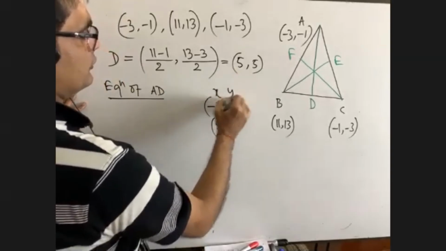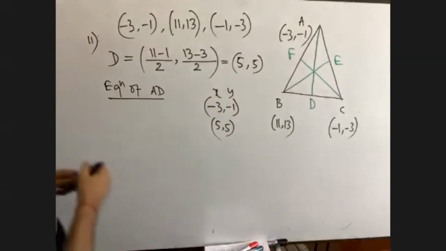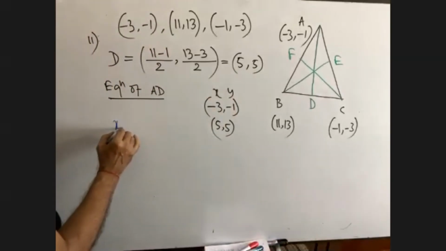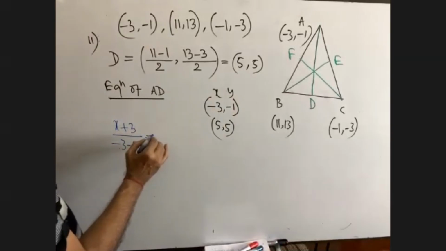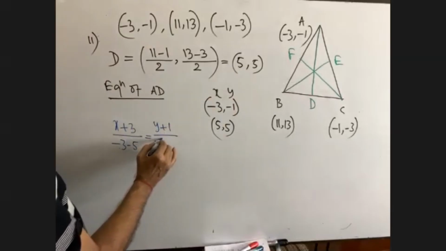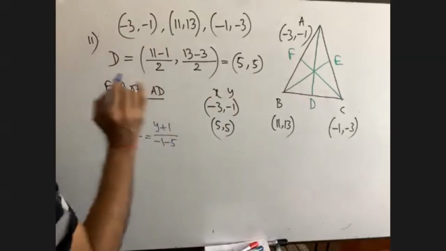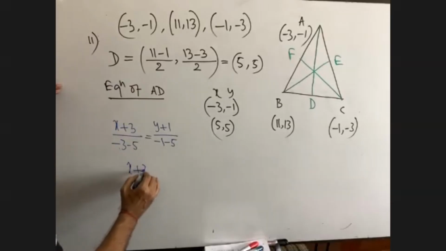Next math, question number 2. You have to find the equation of the 3 medians of a triangle formed by the points (-3, -1), (11, 13), and (-1, -3). Okay. What is happening here, you see?